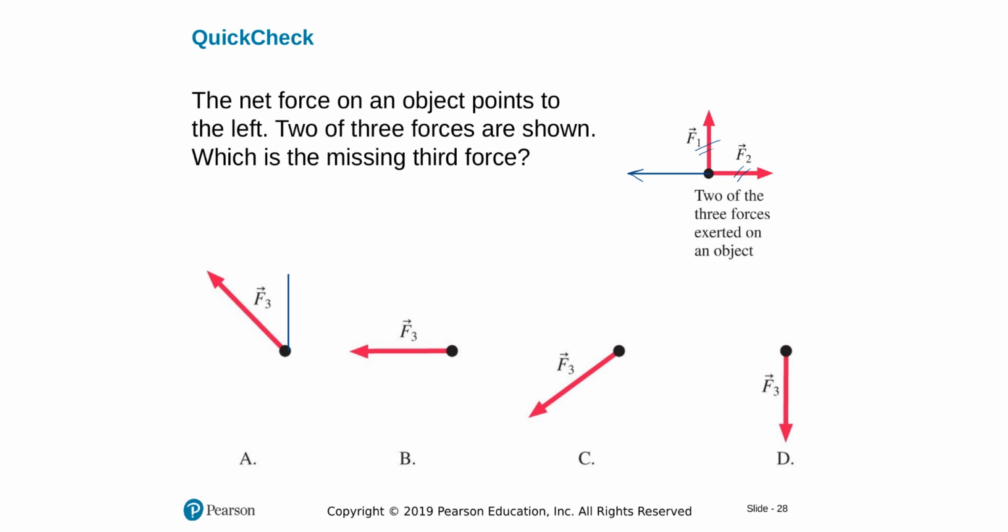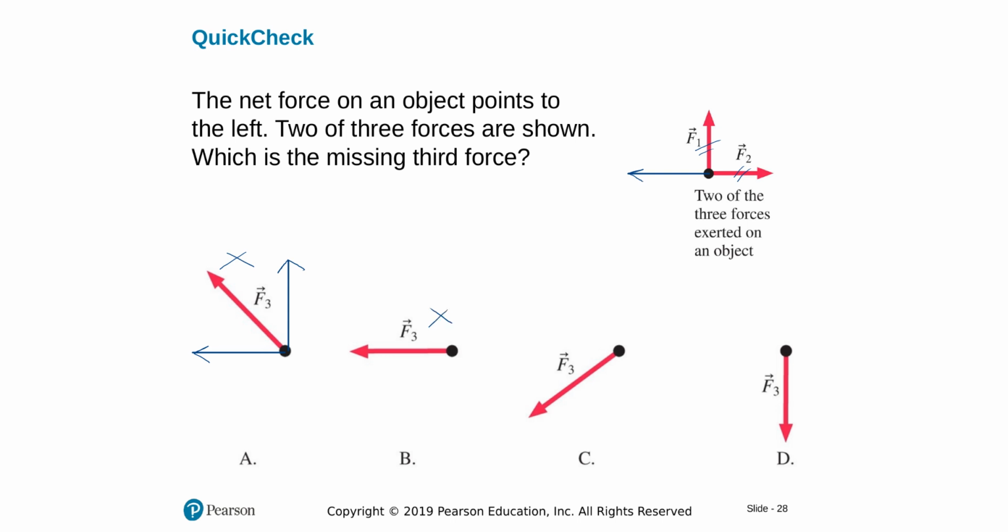F3 would have an upward component and a left component, so that cannot cancel F1. It's upward. For F1 to be cancelled, we need a downward component, right? So it can't be F3. We cancel that. Can't be A. Here this force can cancel F2 but cannot cancel F1, so it can't be that either.